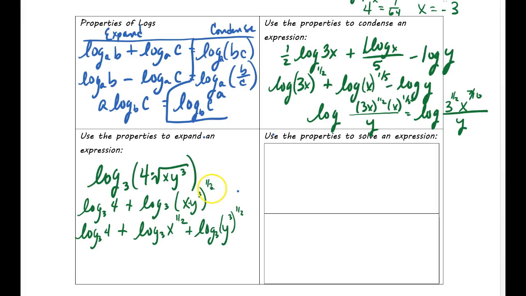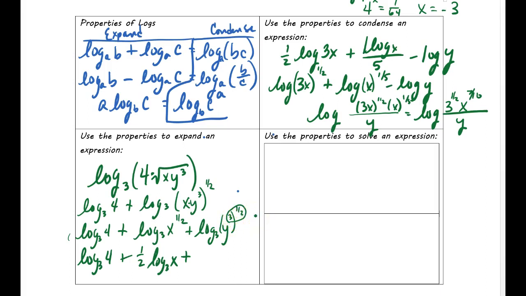Notice I'm distributing that 1/2 to both of them as I break it up with addition. And now if there are any exponents, they need to come to the front. So no exponent here, so we just recopy that, plus 1/2 log base 3 of x, plus, now it's not just a 1/2 moving to the front, there is a 1/2 and a 3. Now what's your rule with those?